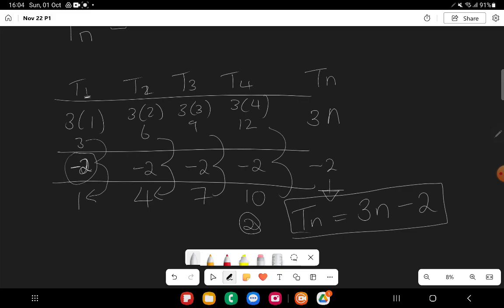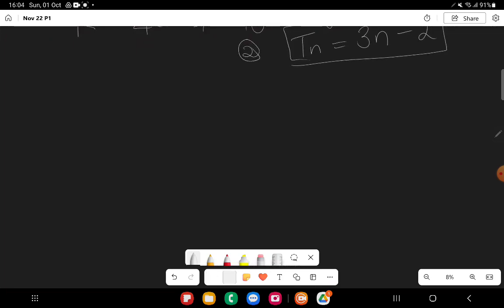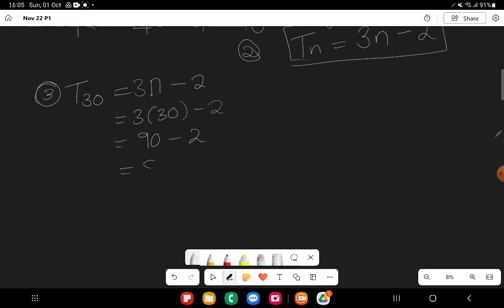Question number 3 says, how many dots will there be in figure 30? So question number 3 is saying term 30 will be equal to 3n minus 2, which is 3 times 30, minus 2, which is 90, minus 2, which is 88 dots.